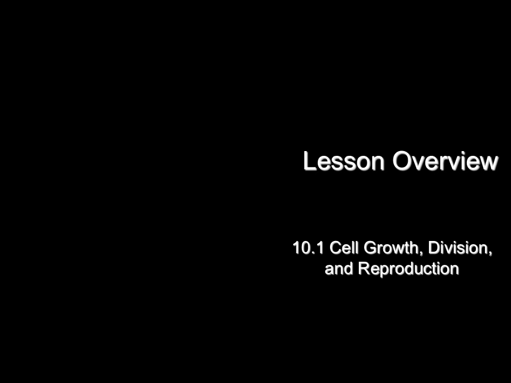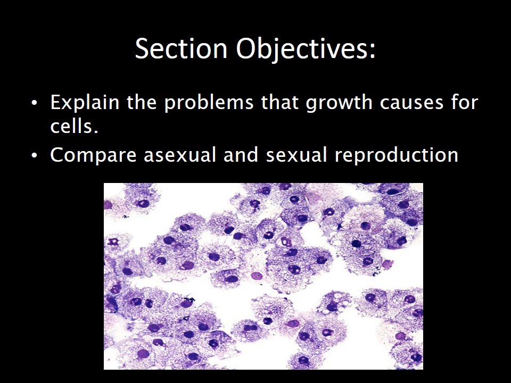This is chapter 10, section 1, cell growth, division, and reproduction. We'll be looking at some of the problems that growth causes for cells, and then we'll look at asexual and sexual reproduction. And we're talking about cells as far as asexual and sexual reproduction.